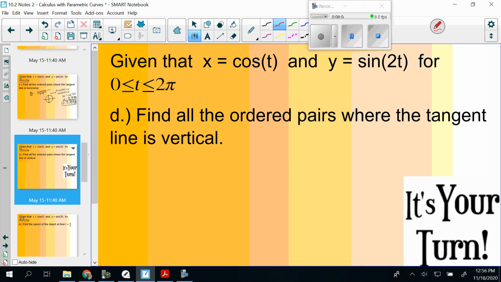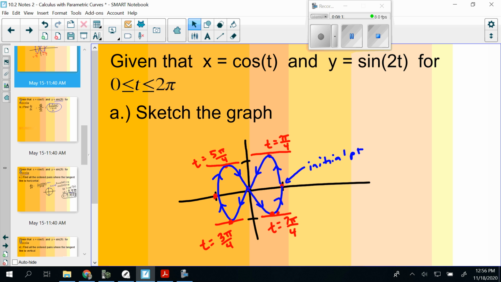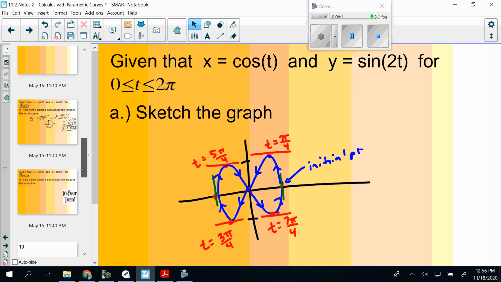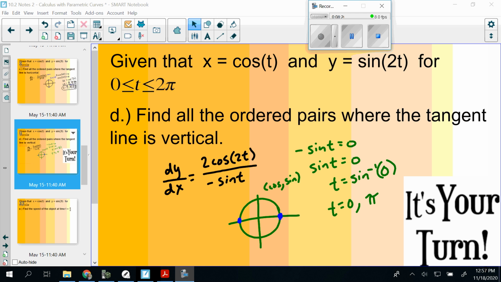I want you guys to pause it and try this one. See if you can find all the ordered pairs where the tangent line is vertical. Just looking at the picture, it looks like there are 2 spots here. You're going to have a spot here where it's vertical, and here where it's vertical. See if you can find those t's now. What are those 2 places? All right, let's see how you did.